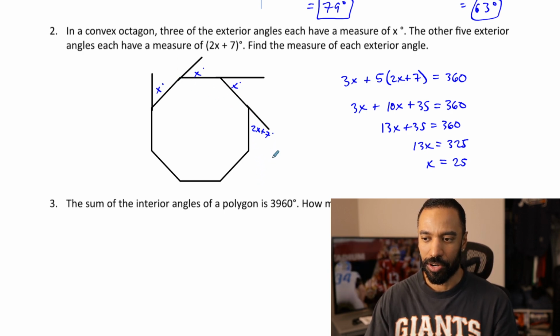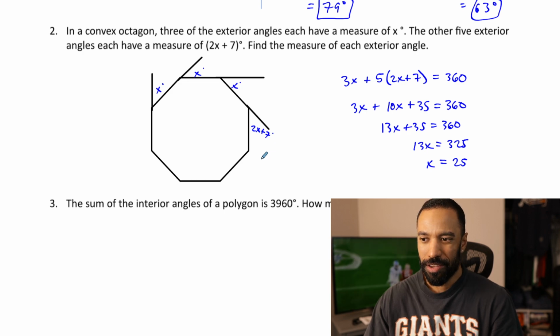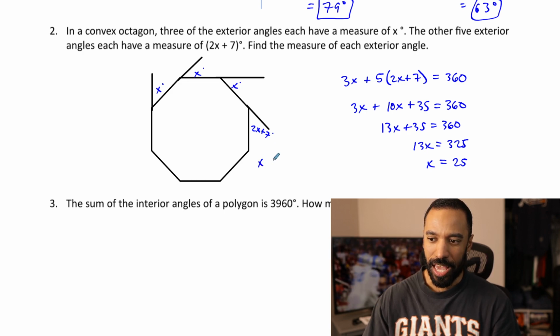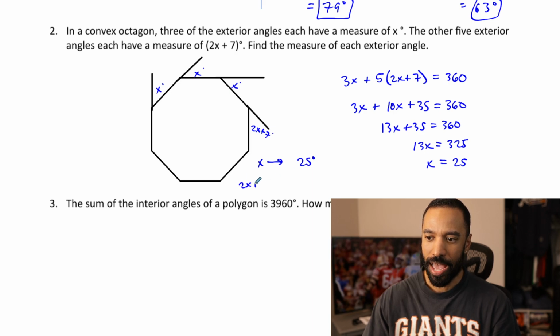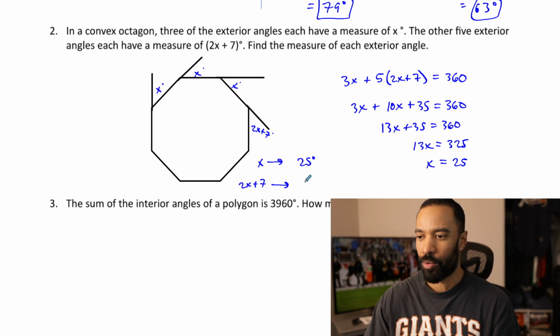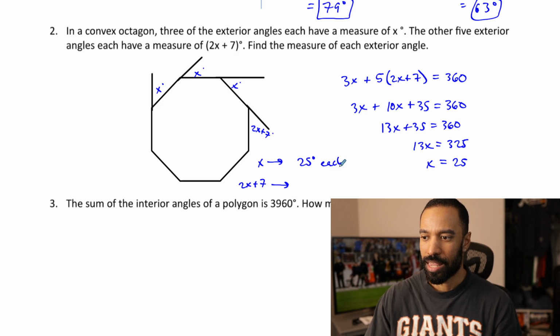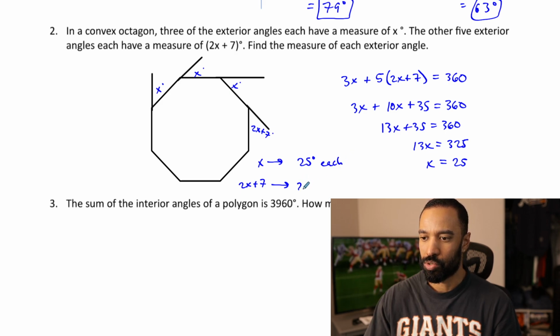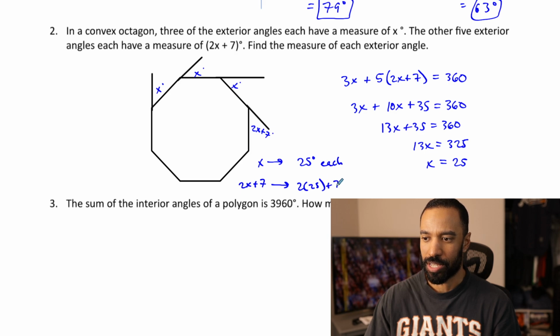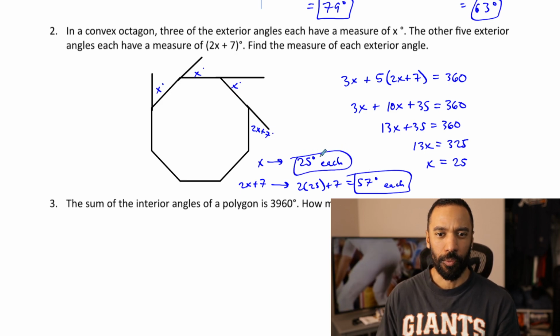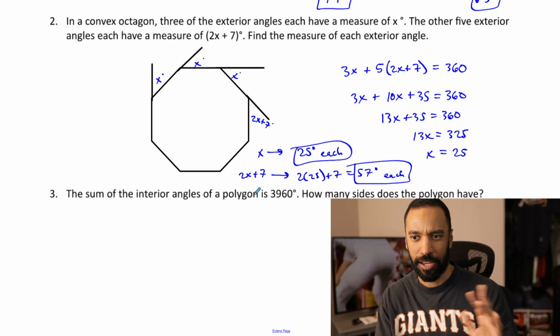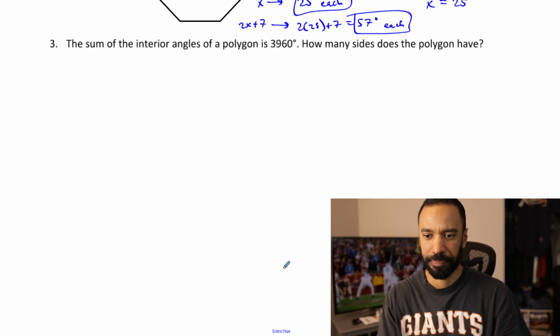So x is 25. It says of each exterior angle. So the 3 x ones are going to be 25 degrees. And then the 2x plus 7 ones are going to be 2 times 25 plus 7, which is 57 degrees each. Okay, so I hope that works out with the way that I labeled them, because I was going to say one kind of angle and the other kind of angle, and I guess that works.